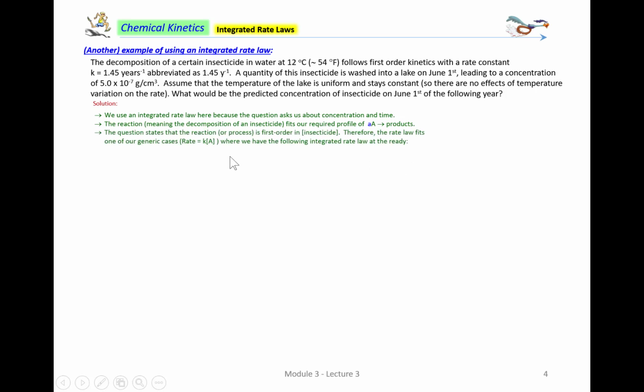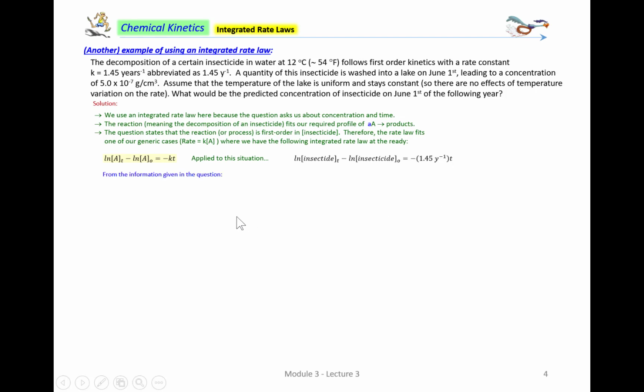The question states that the reaction or process is first order in concentration of insecticide. Therefore, the rate law fits one of our allowed generic cases, rate equals k times [A] to the first power, where we have this integrated rate law for a first order reaction. Now applied to this situation, it would be the natural log of the concentration of the insecticide at some future time t minus the natural log of the insecticide concentration initially equals minus 1.45 per year times time.